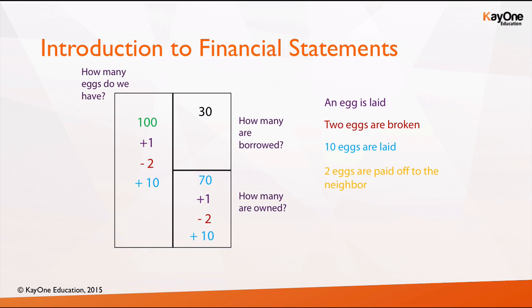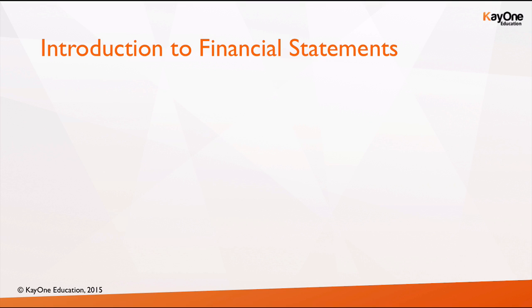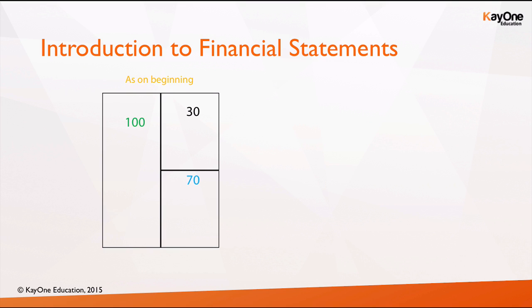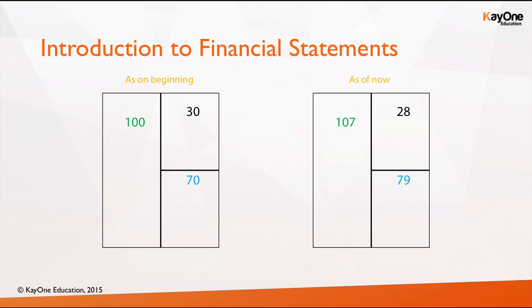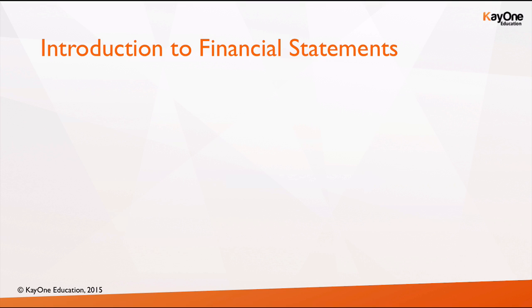Now, since we have so many eggs that have been laid during this period, let's assume that we have decided to pay off 2 eggs to our neighbors. So the number of eggs that we have goes down by 2, and the number of eggs that we owe to the neighbor goes down by 2. And therefore, what was this at the beginning is now this. So 100 has become 107. And similarly, 70, that is the number of eggs that you own, has become 79. And the borrowed eggs have gone down by 2 because you repaid them.